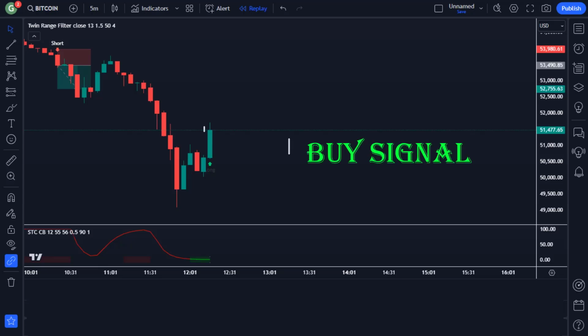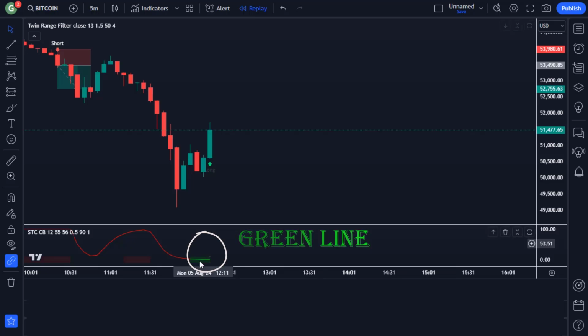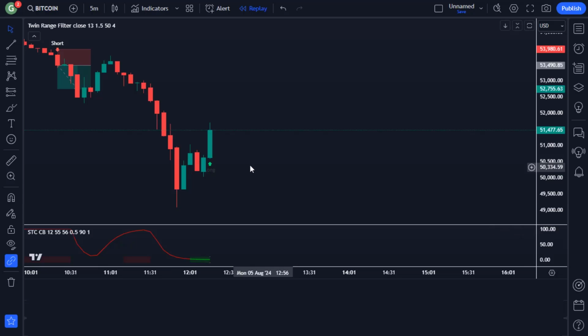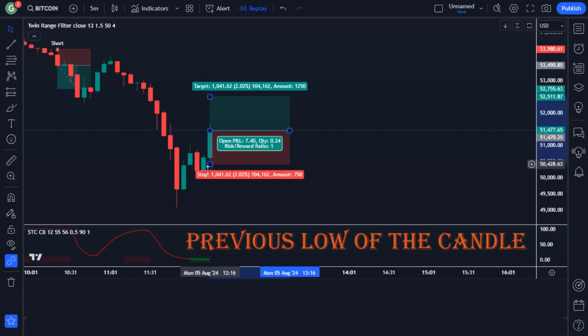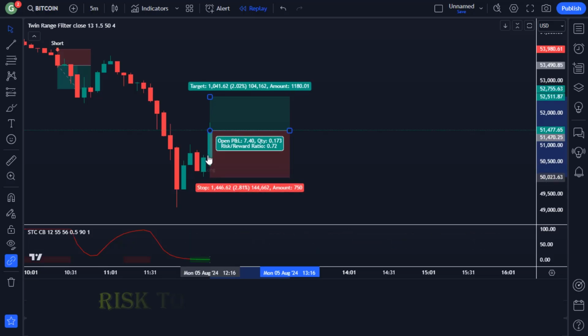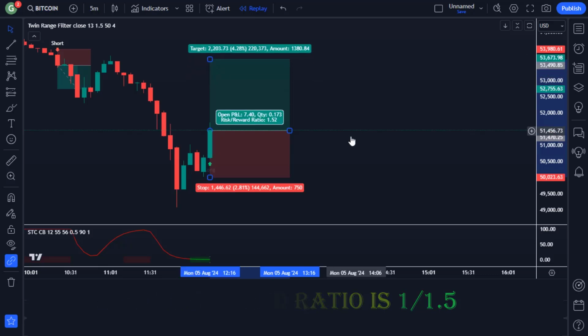Let's see here another buy signal. First look at the Twin Range Filter indicator, it gives a buy signal. Now if we look at the second indicator, it makes a green line. And now for the last confirmation, there should be a bullish candle here. If this condition is fulfilled, then we will place a buy order. Our stop loss is to be placed at the previous low of the candle, and the risk to reward ratio will be 1:1.5.